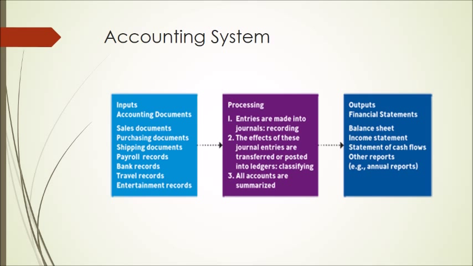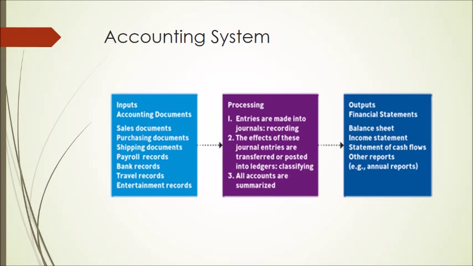In the book, you're going to see a great diagram on the accounting system, which is the overall real purpose and what happens behind the scenes in accounting. We start with our inputs, our accounting documents. These are sales documents, receipts from what we've bought, what we've sold, payroll records to our employees, bank records, travel and entertainment, all of those receipts and all of the records of things we've bought or sold, anything we've done with our money. Next, we process all of that information.